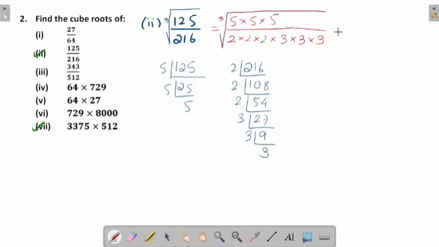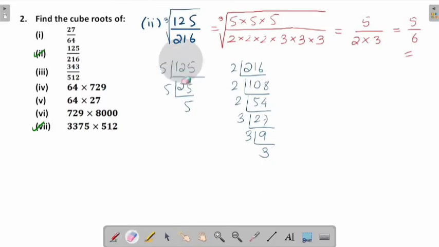Okay. So let's see how much is my answer. Remember, out of 3 numbers I need to write only 1. Out of 3 2s I'll write only 1, and out of 3 3s I'll write only 1. So how much is this? 5 by 2 into 3 is 6. So that's why your answer will be 5 by 6 in this case. Okay, so this is your number 1.